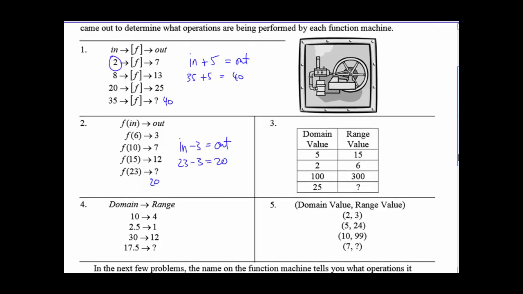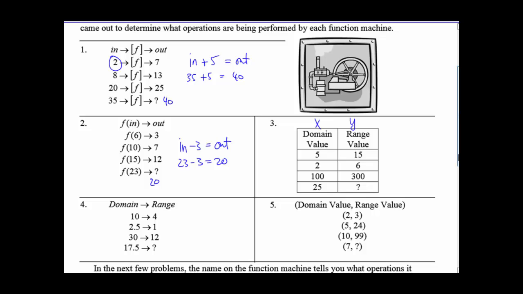Number 3, we're looking at domain and range. Remember, domain is really your input or x, and your range is y, or your output. So if we input 5, we get an output of 15. Input of 2, output of 6, input of 100, output of 300.